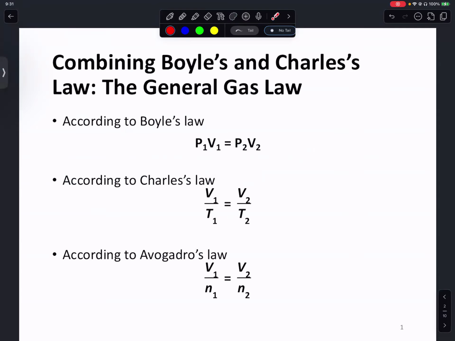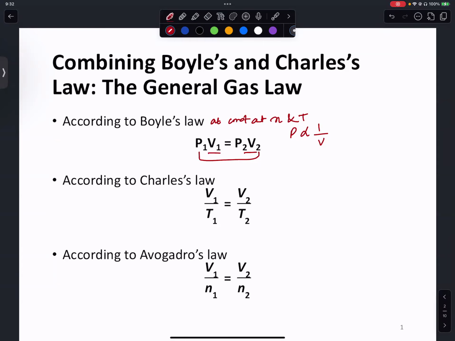Now, this is just a refresher over the three laws that we've learned about so far. The first one is Boyle's law. According to Boyle's law, at constant number of moles and temperature, pressure is inversely proportional to volume. And we can use this relationship to find a missing pressure or a volume. And here, we said it's initial and then final.